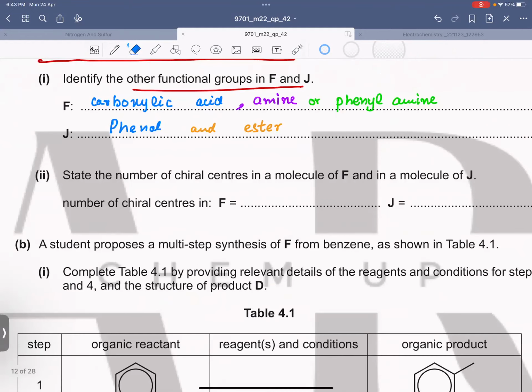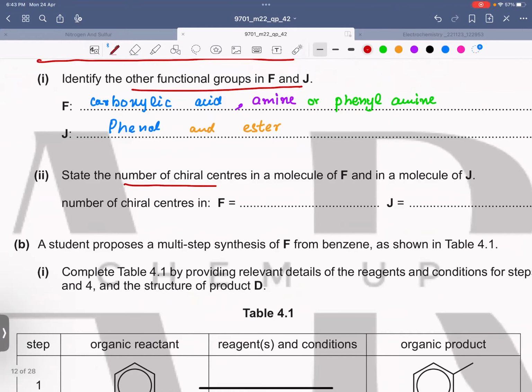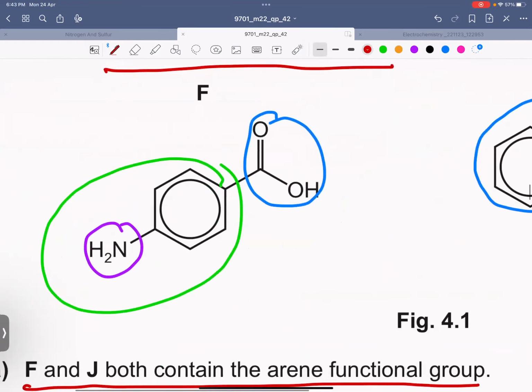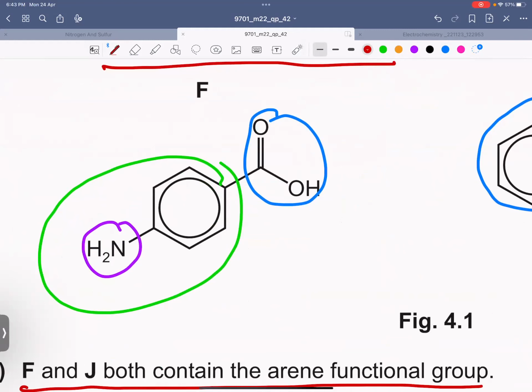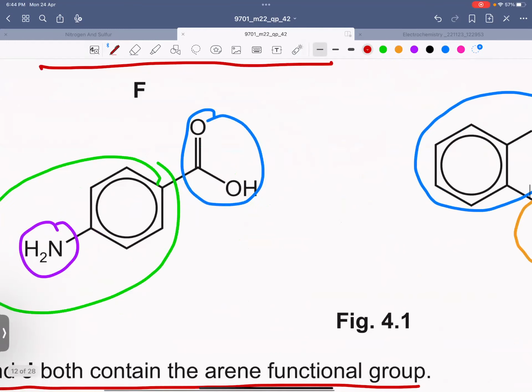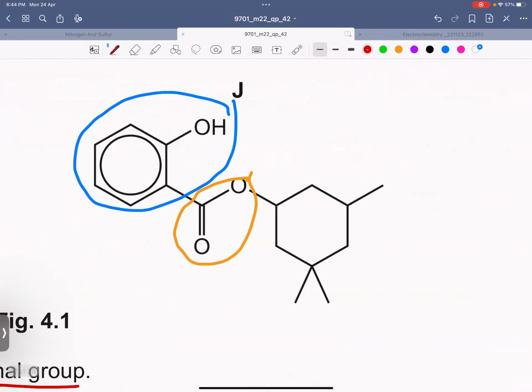Now in part 2, state the number of chiral centers in a molecule of F and in a molecule of J. So first find the chiral centers in molecule F. How many chiral centers are there? There are none. And how many chiral centers are over here? Two or three, sir. Two.